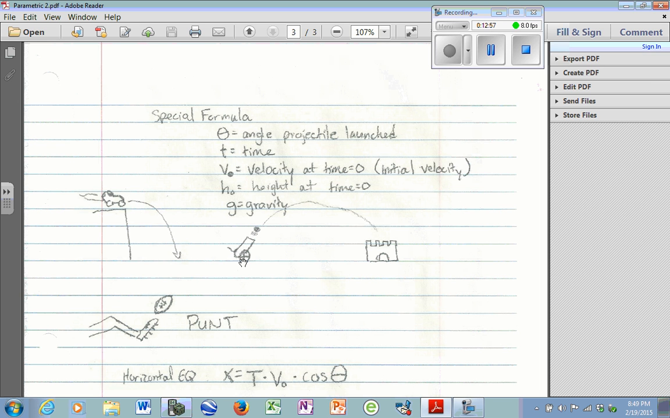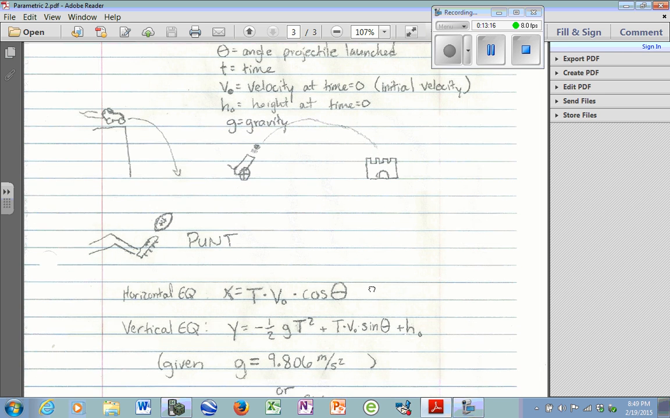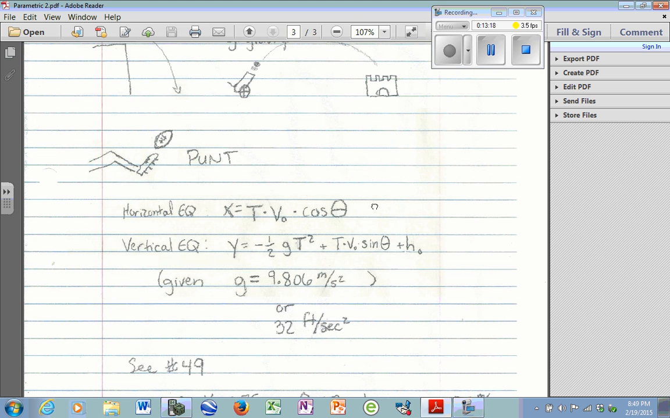Somebody fires a cannon. Boom. Somebody kicks a football. 5 seconds. All these follow the same basic thing. Because it's so prevalent in maths and in physics, we use this a lot. We can do it parametrically, or we can do it the regular way.